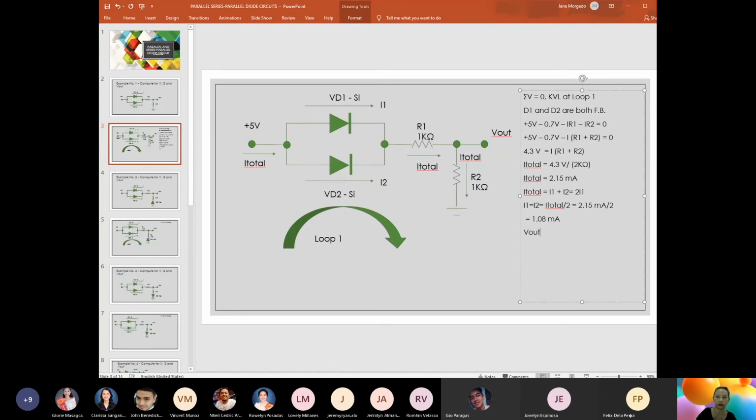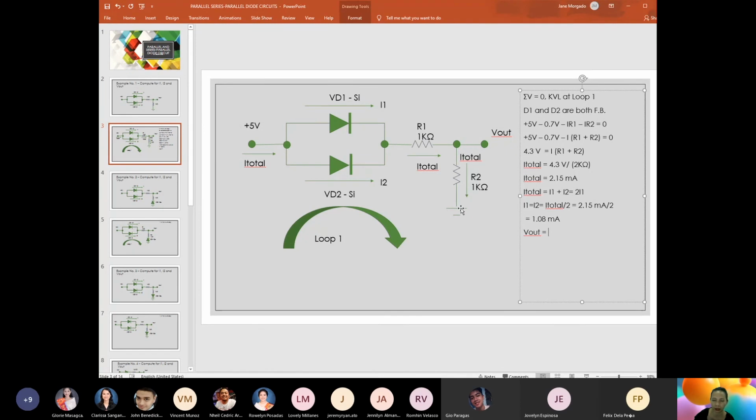Saan ba natin measure ang V out? Can you see my mouse pointer? Based on the circuit, dito yung V out. Kung meron tayong VOM, yung positive, itatap natin dito, and the negative will be tap here.